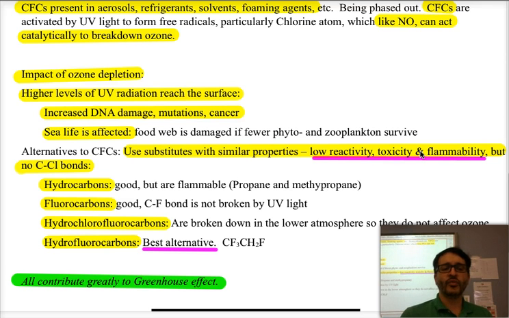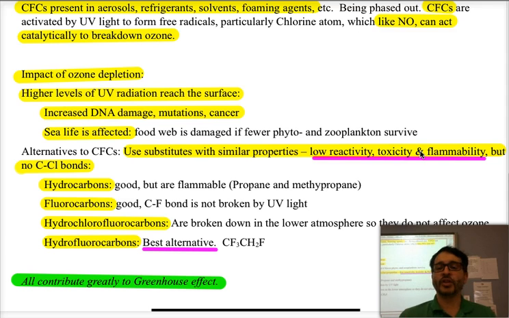Hydrochlorofluorocarbons have one chlorine-carbon bond rather than two, so that's not too bad. They tend to be broken down lower in the atmosphere, so they don't affect the ozone layer as much, but they still have a carbon-chlorine bond, so that's not ideal. Hydrofluorocarbons are the best alternative that we have because they're not toxic, they're low reactivity, and they're a little bit cheaper to make than the perfluorinated, the completely fluorinated hydrocarbons.